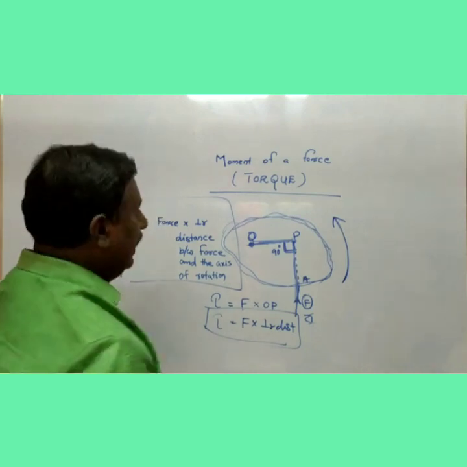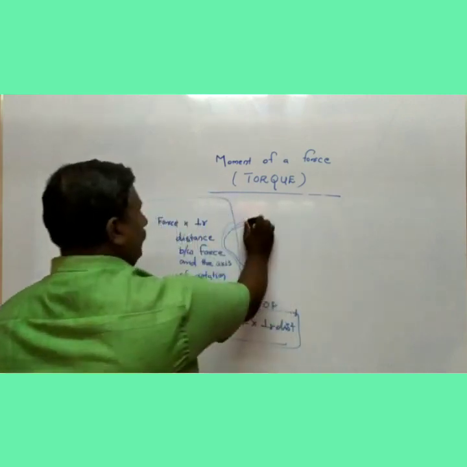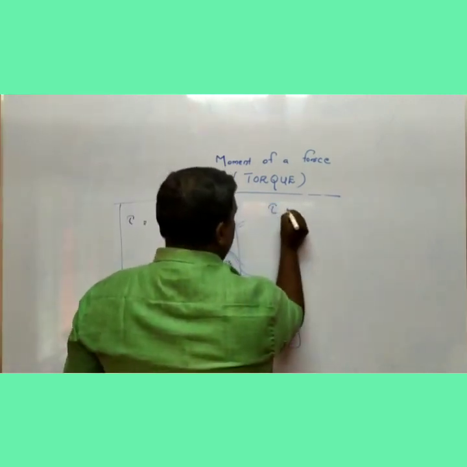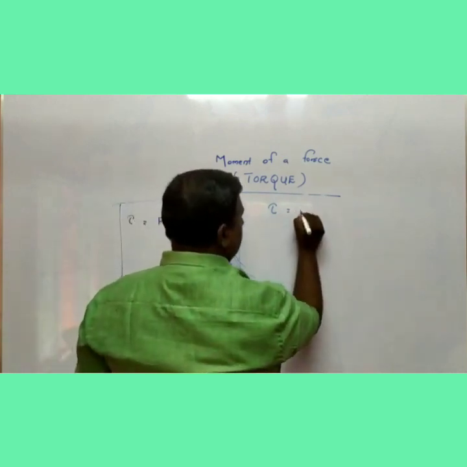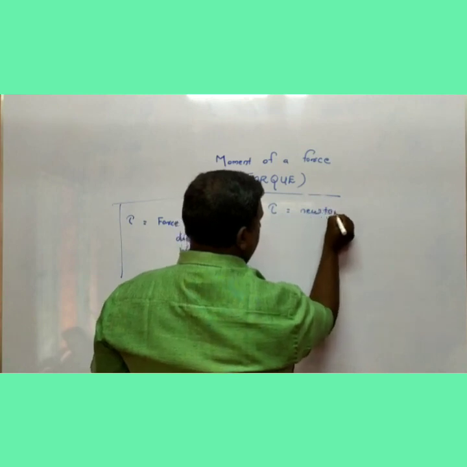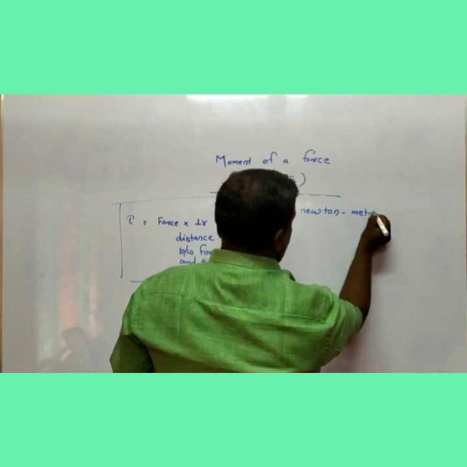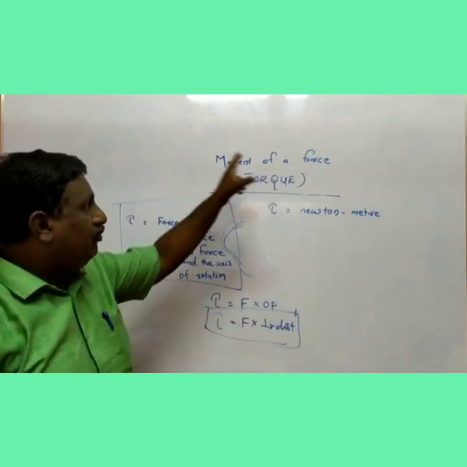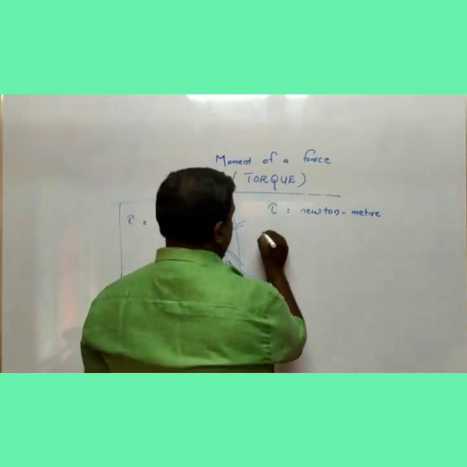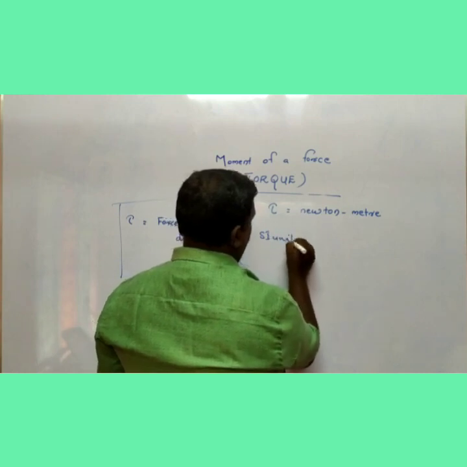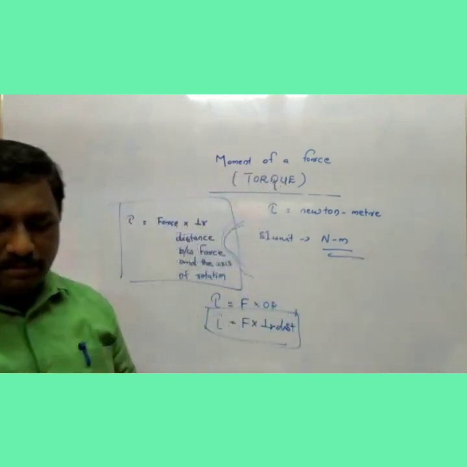Suppose we want to write the unit of it, then I can write tau is equal to force. The unit of force is Newton. For distance, that is meter. Therefore, the unit of moment of force or torque is Newton meter. Okay? Can you follow me?